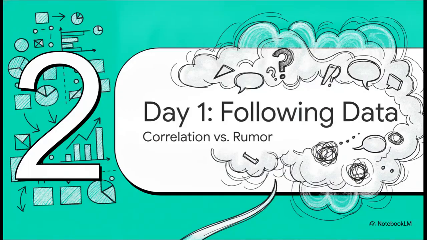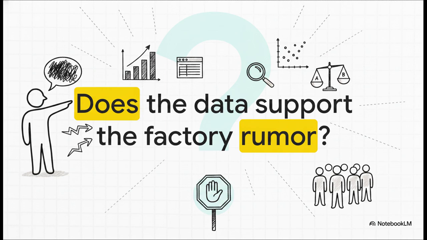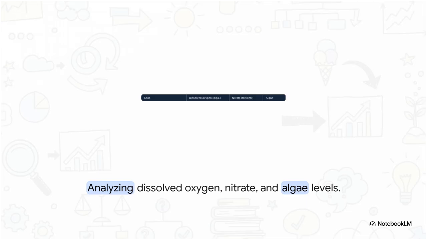Which brings us to Section 2, Day 1, following the data. Correlation versus rumor. The curriculum immediately challenges the kids with this direct question. It completely forces them to stop, pause all the wild accusations, and actually test the rumor against hard numbers. They have to ask themselves if the loudest voice in the room actually has the facts straight. And to answer that, they're presented with a data table containing specific measurements from 3 different spots in the pond. They're tracking dissolved oxygen, nitrate from fertilizer, and the amount of algae present.